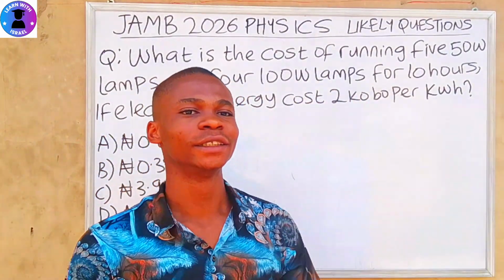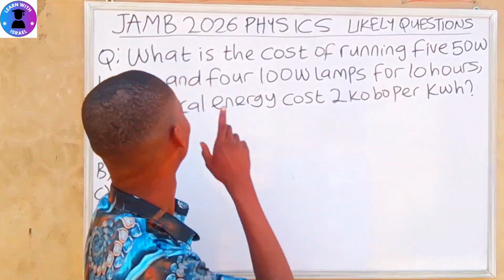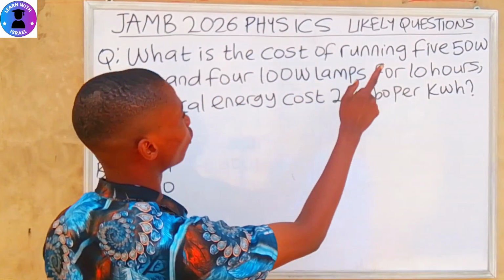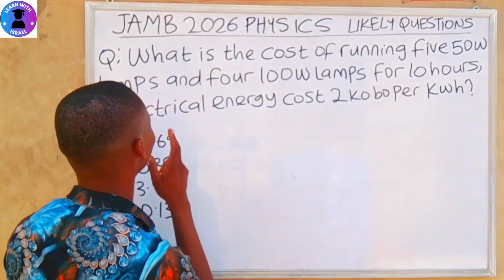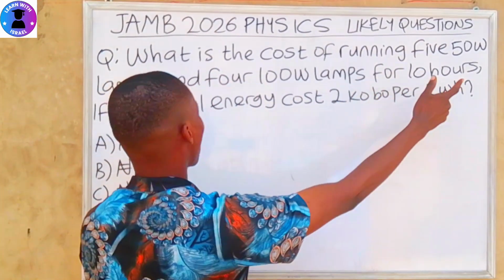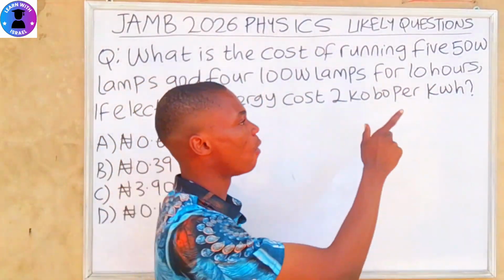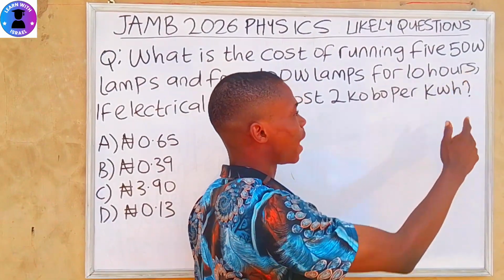Stop scrolling. Let us solve this physics question together. What is the cost of running a 550 watt lamp and a 400 watt lamp for 10 hours if electrical energy costs 2 kobo per kilowatt per hour?